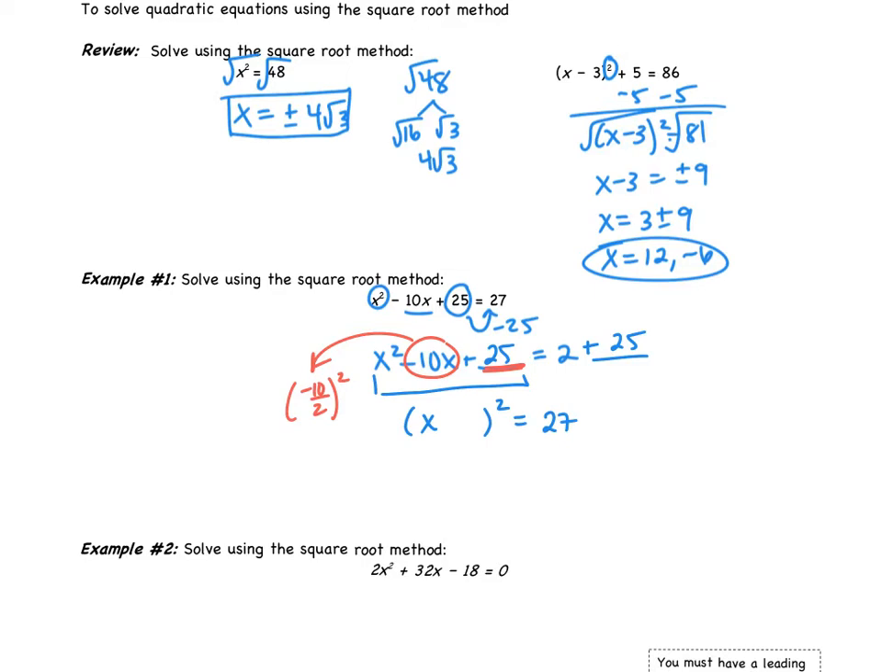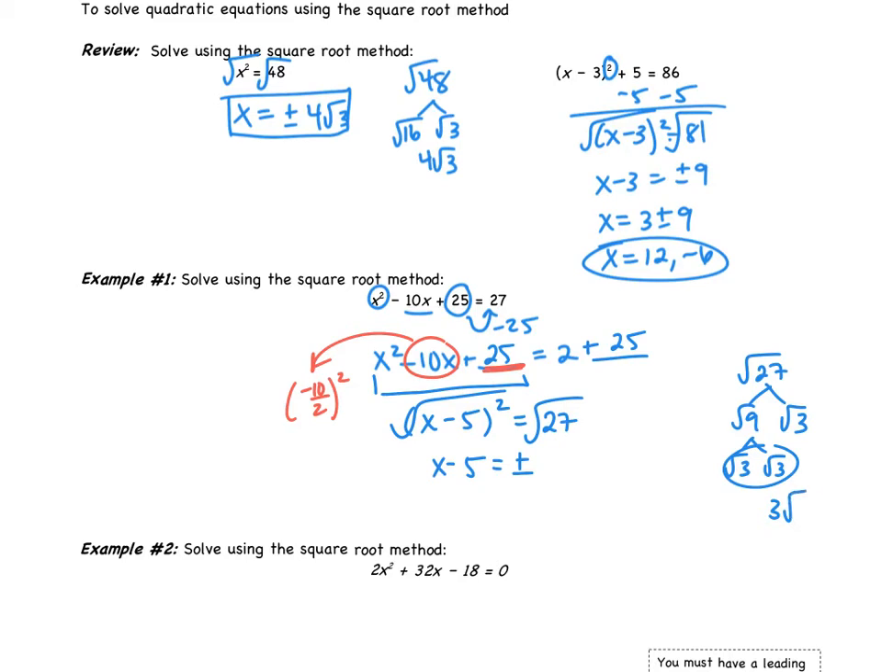The left side is going to factor. Two numbers that multiply to 25 and add to negative 10 are negative 5 and negative 5. So that's x minus 5 squared. We are now at a point where we can use the square root method. So I'm going to take the square root. I get x minus 5 equals, don't forget the plus or minus, the square root of 27. We need to break that down. So 27 is 9 times 3. If I want to, I can do the pairs method. So I get 3 root 3.